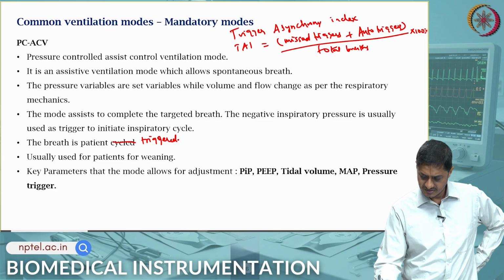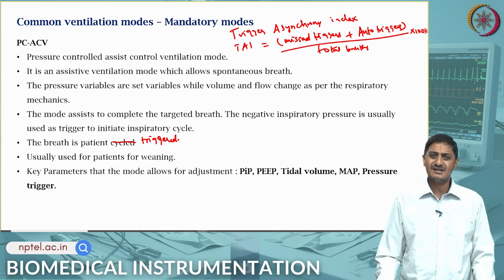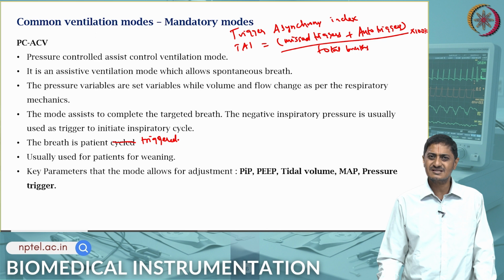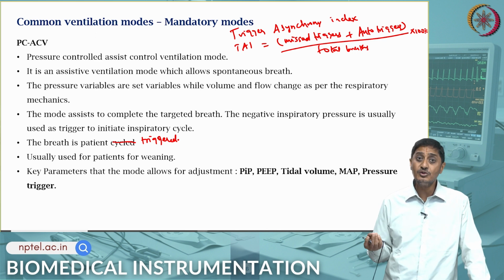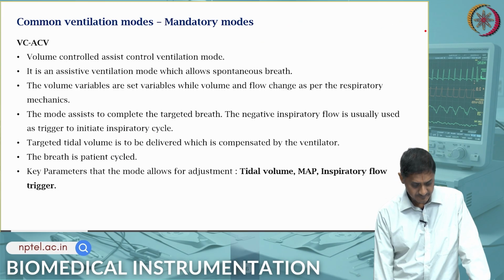times 100%. This percentage must be less than 10 to assume minimal asynchrony. If it is more than 10%, that means there is substantial asynchrony between the patient and the ventilator. So, you may need to adjust the sensitivity of your sensors, for example. Something to look at.